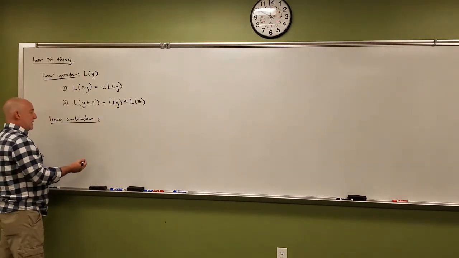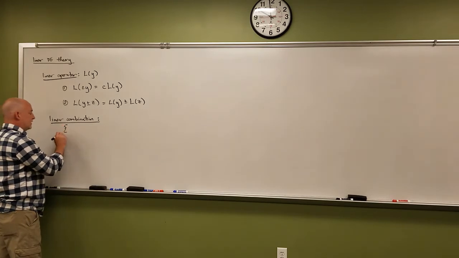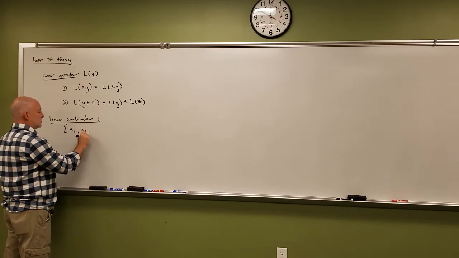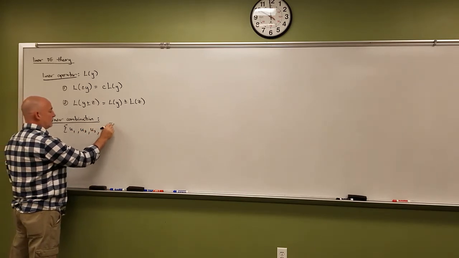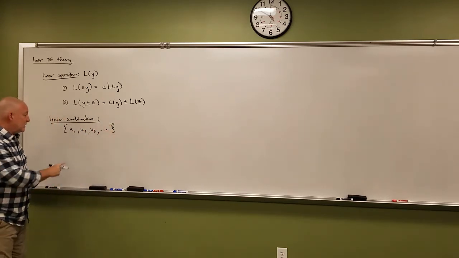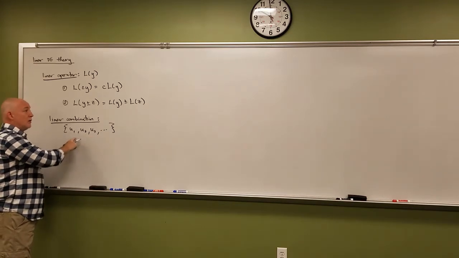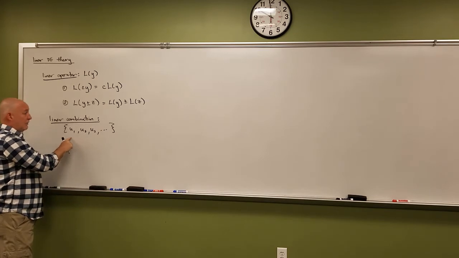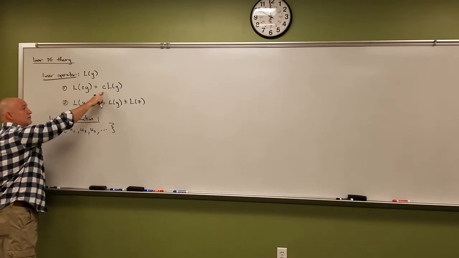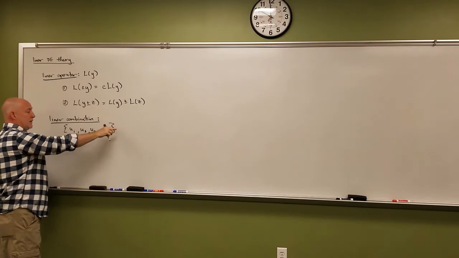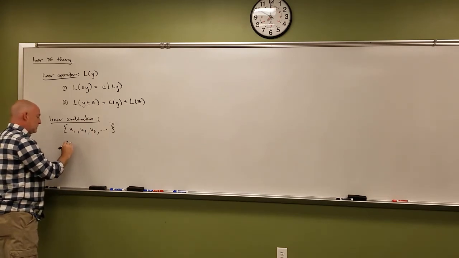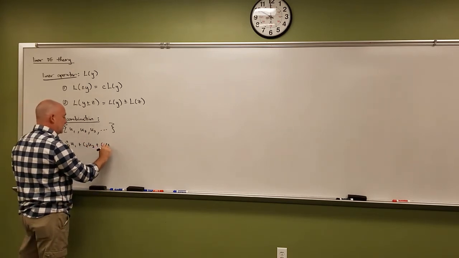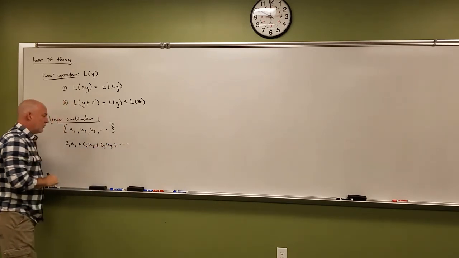So let's say that we have a set of things. Let's call them U1, U2, U3, so on and so forth forever. A linear combination of these would be applying these properties. I'm going to take each one of these things, whatever they are, multiply by an arbitrary constant, and then add them all up. So a linear combination would be like C1U1 plus C2U2 plus C3U3, so on and so forth forever.